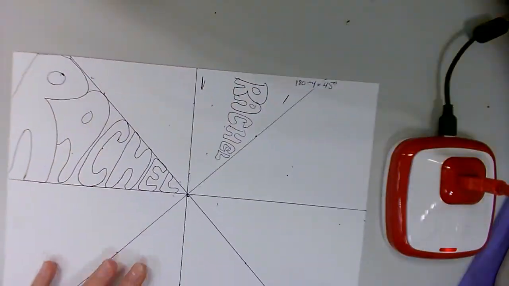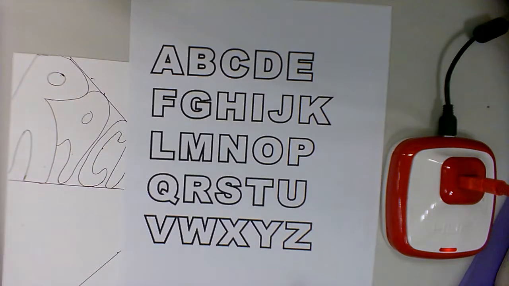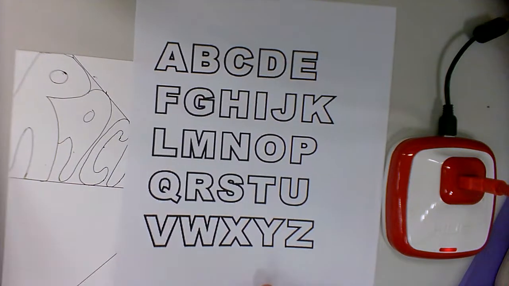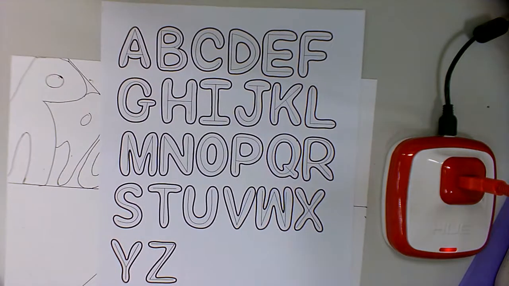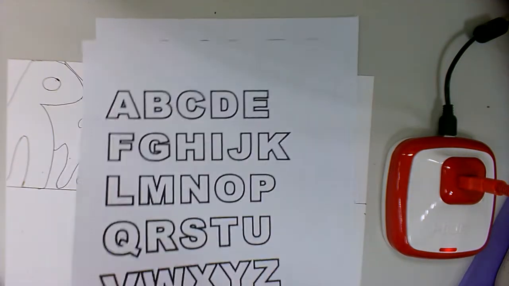Also, if you're unsure how to do bubble letters, I have some helpful hints or some sheets that will help you. Here's one example of how you do your bubble letters, and here's another example. This one breaks it down for you a little bit more. So if you're unsure how to do these, please look at these sheets also.